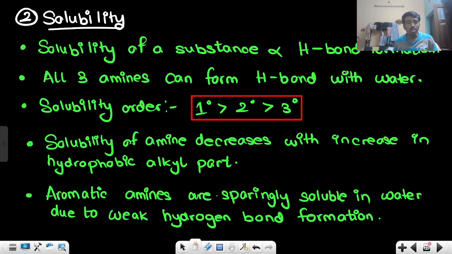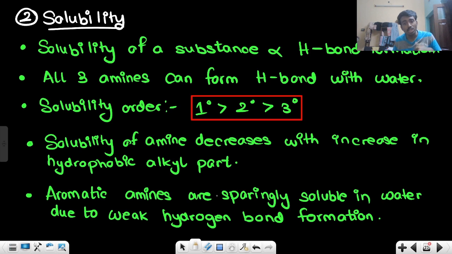Okay, so all the three amines can form hydrogen bond with water, be it 1 degree, 2 degree or 3 degree, all are forming hydrogen bond with water. But if I talk about the solubility order, then it is 1 degree greater than 2 degree greater than 3 degree. Why? The reason is solubility will always decrease with increase in the hydrophobic part, that is the alkyl group.